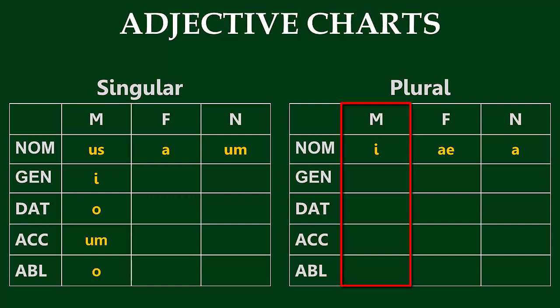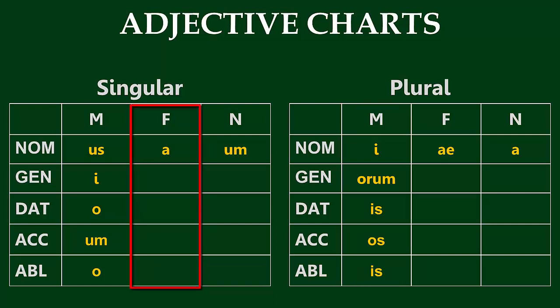Great, let's look at the plural. The plural masculine nominative that we provided is I, just like the second declension noun endings. So the plural is orum, is, os, is.